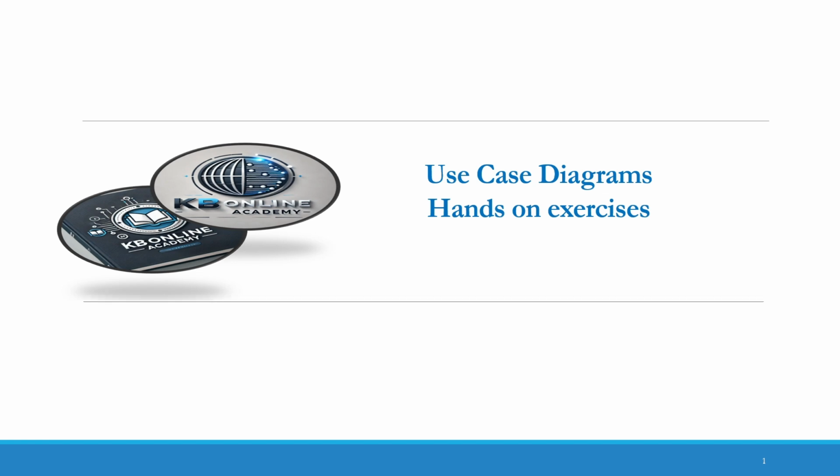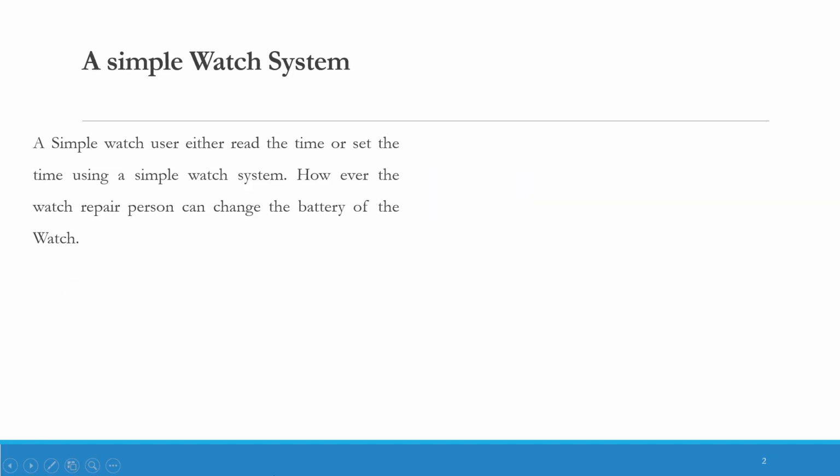The main objective of this episode is a hands-on exercise on use case diagrams. Let's go through it. The first thing, let's see a simple watch system. A simple watch has the following user requirements. A simple watch user either reads the time or sets the time using the watch system. However, the watch repair person can change the battery of the watch. This is the given user requirement, and from it we are going to construct the system use case diagram.